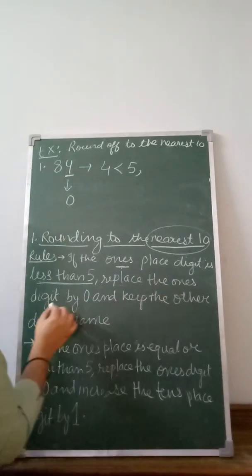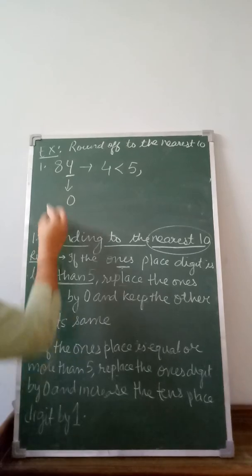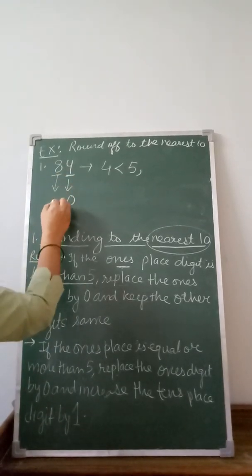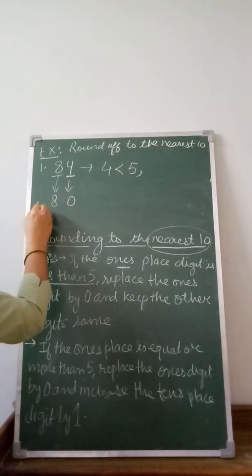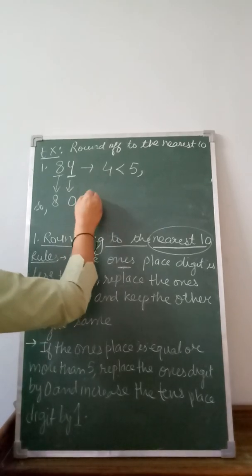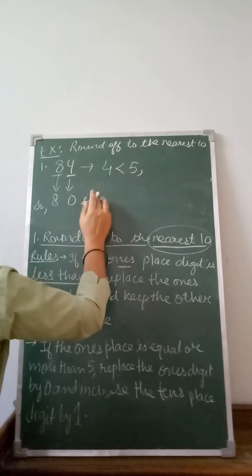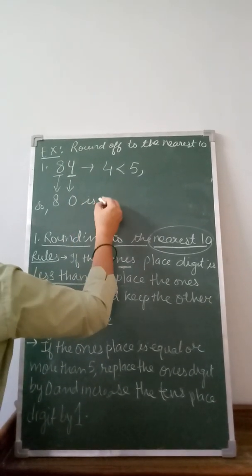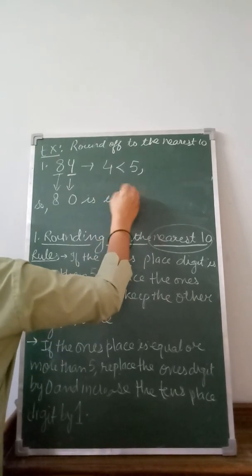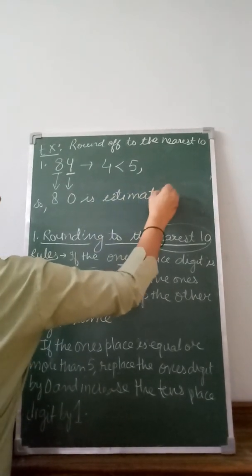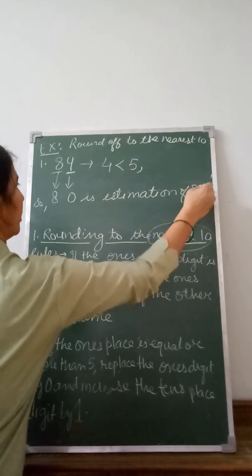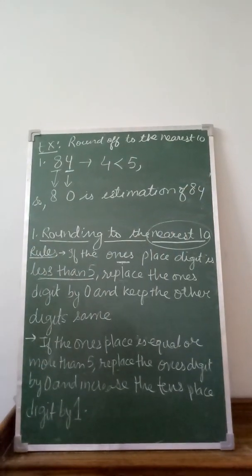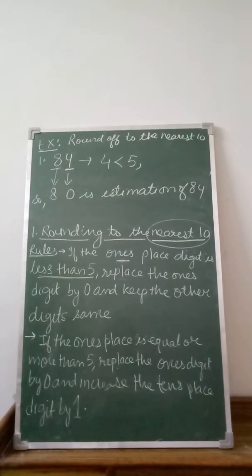Now we are replacing the digit and keeping the other digit the same. So the other digit is this one. You can note down the number like this. So 80 is the estimation of 84. Right children, I want to take one more example.